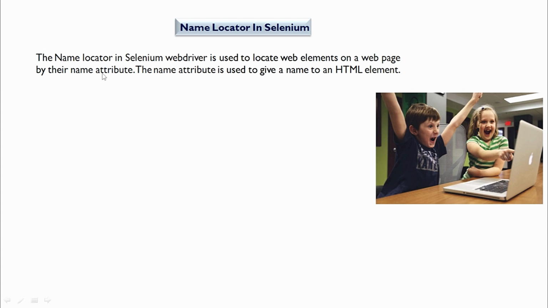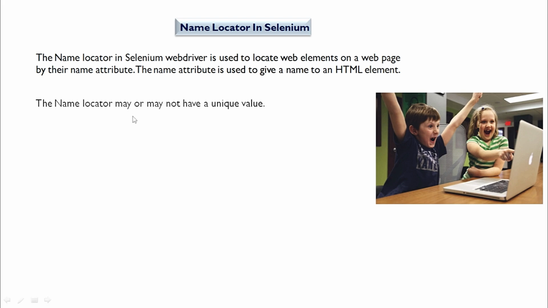If you have a stable name attribute, then you can write your locator with the name attribute. The name attribute is used to give a name to an HTML element. Basically, when we are defining a web element, we provide a name for the web element, and if the name is stable or static, then we can go with the name locator in Selenium. The name locator may or may not have a unique value.